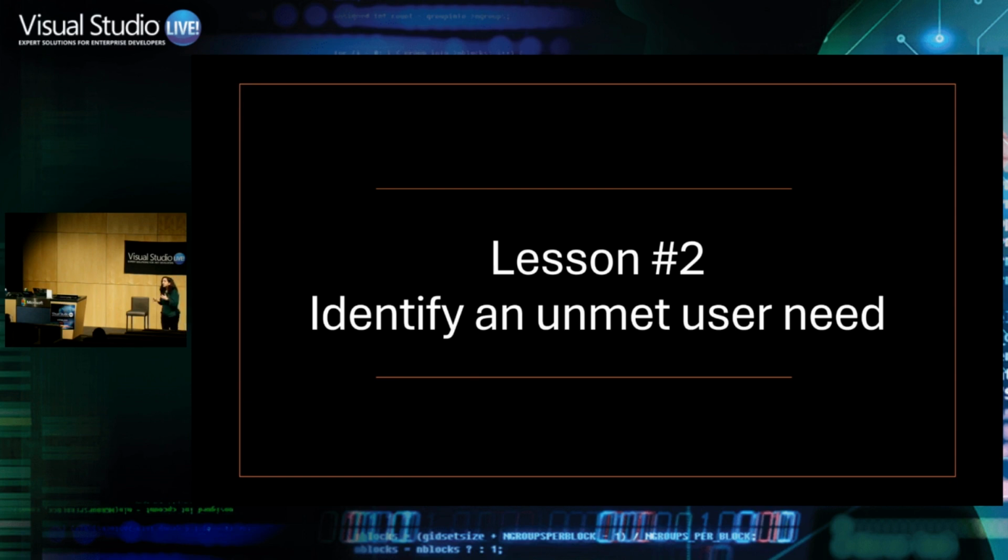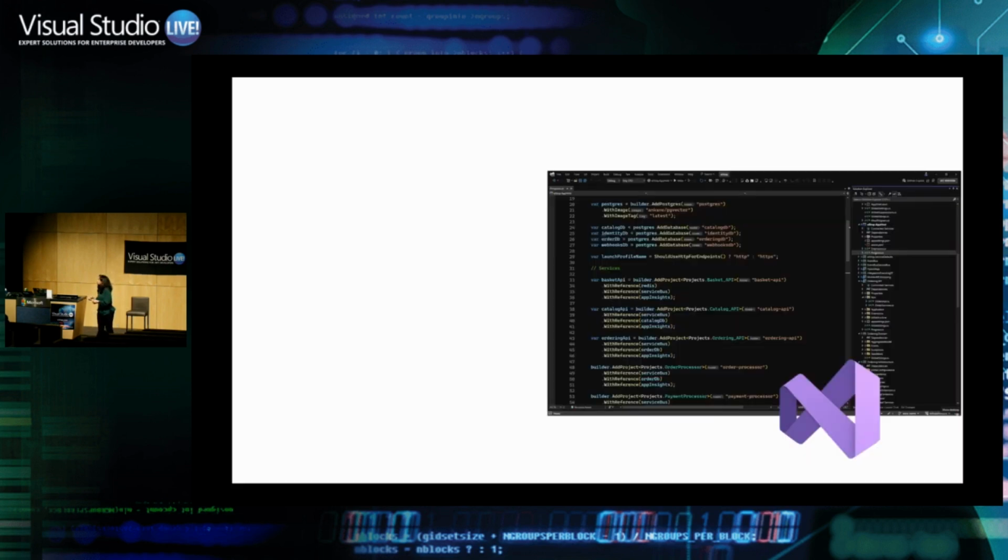So I always tell folks, start with a user need. You probably have hundreds and hundreds of feedback tickets or customer interviews. We don't have a shortage of problems that we can solve. So find an actual problem and then see if AI can help you solve that problem. Here's how we've done it in Visual Studio.